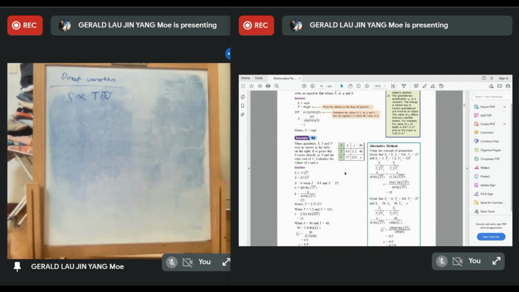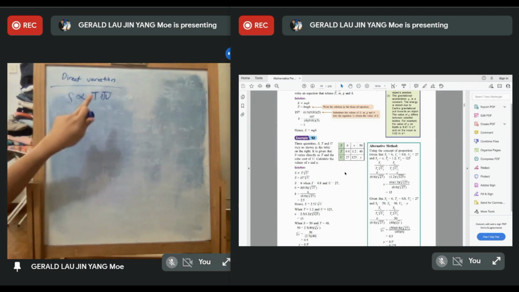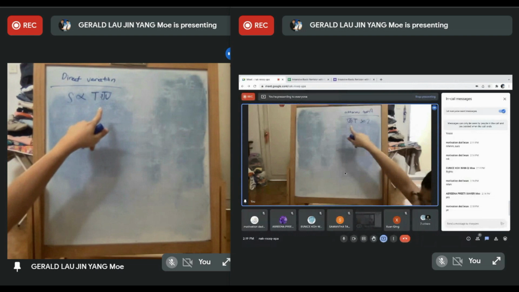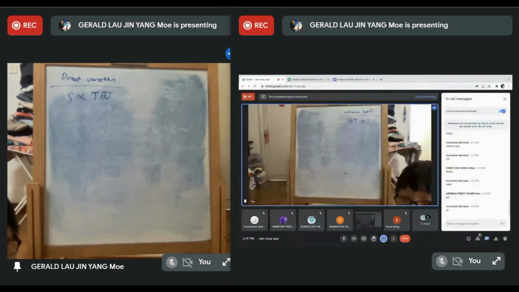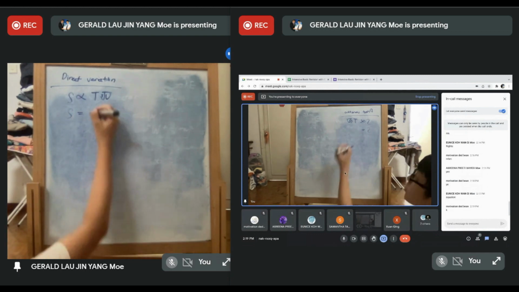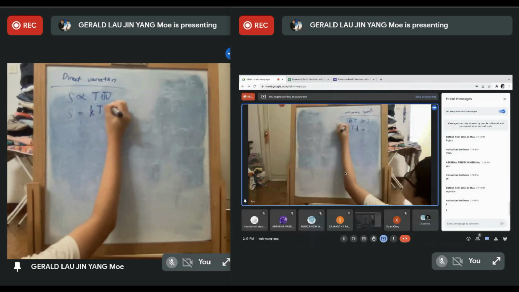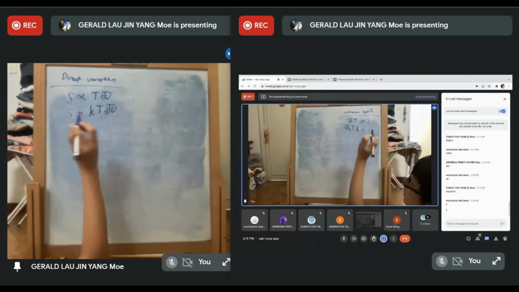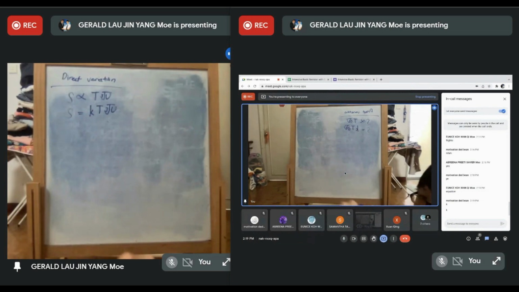So now, they give you this one. After you write the variation form, what should you write next? Equation. Good. So how do you write an equation? S equals to, how do you write it? k. You have to introduce the constant k. Now, after that, what do you do? Find the k. So you substitute the values first.